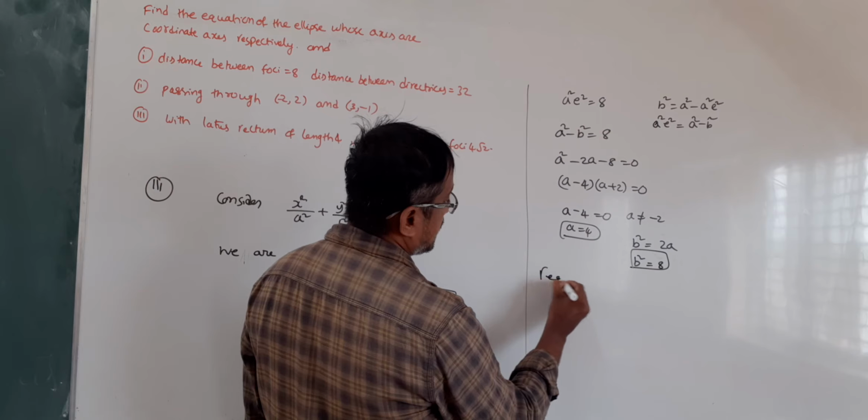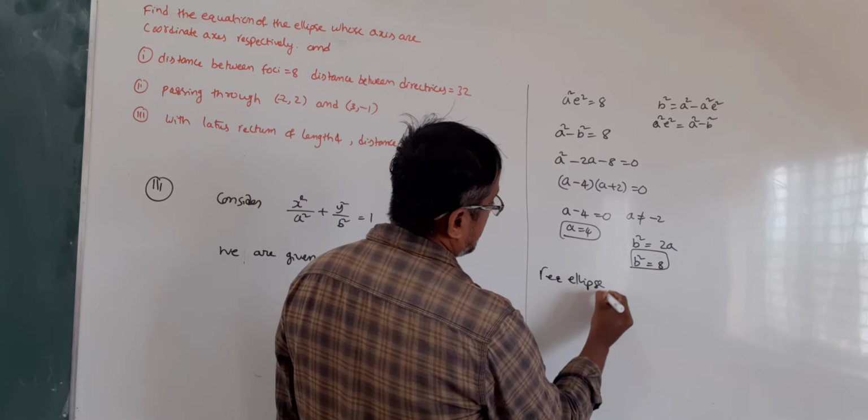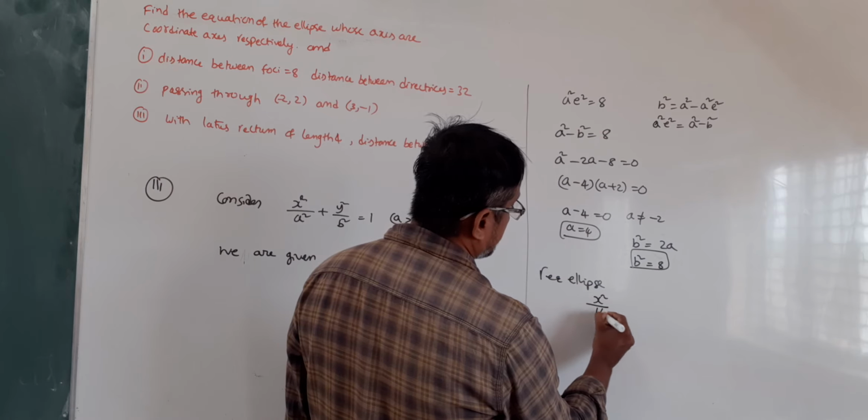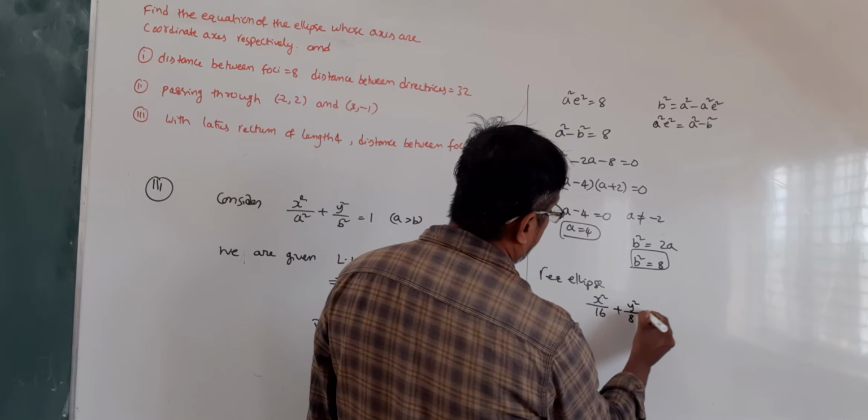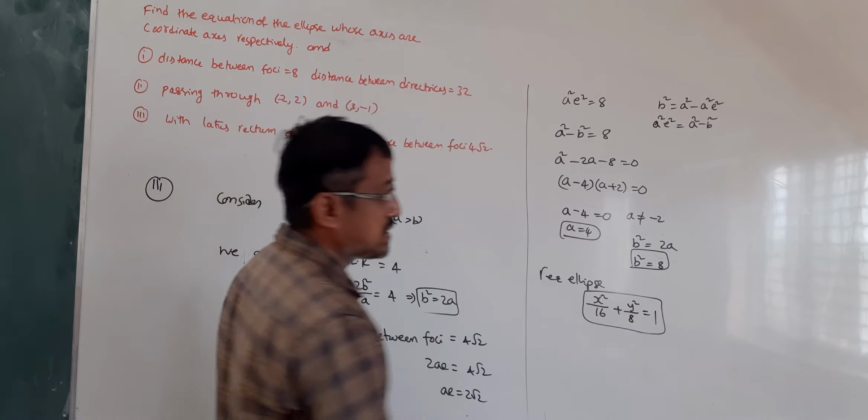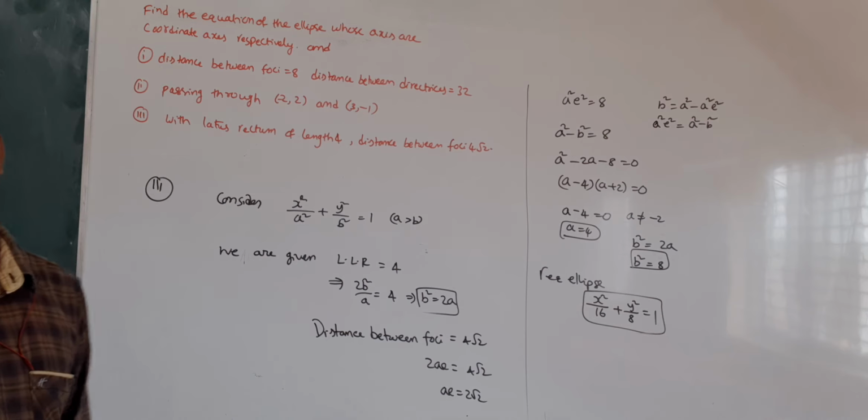So the required ellipse is x square by 16 plus y square by 8 is equal to 1. That is the required ellipse.